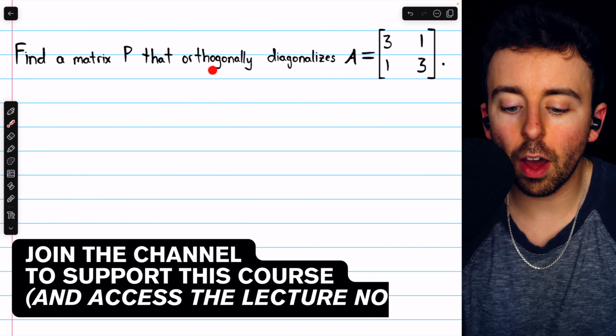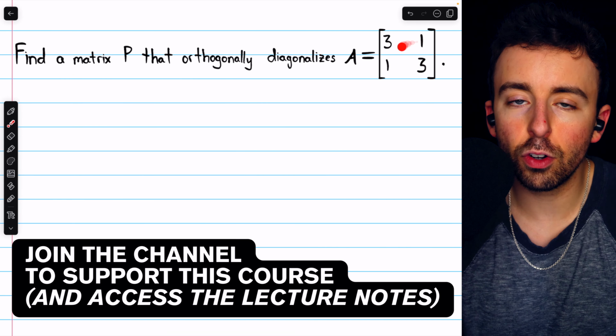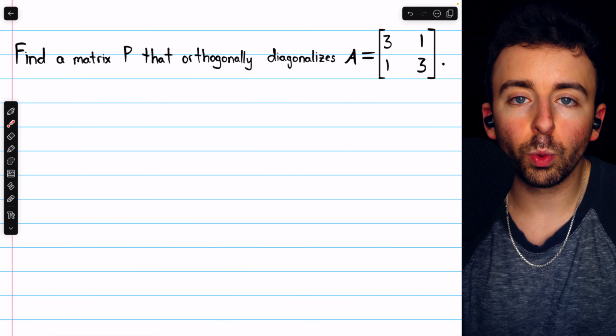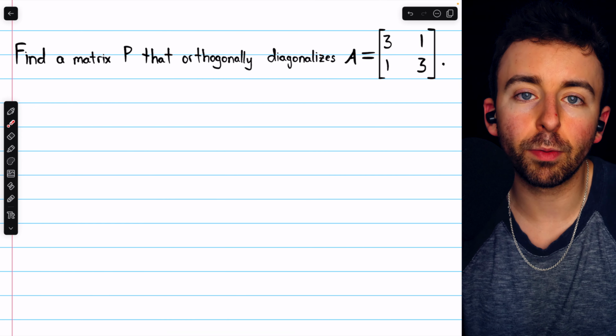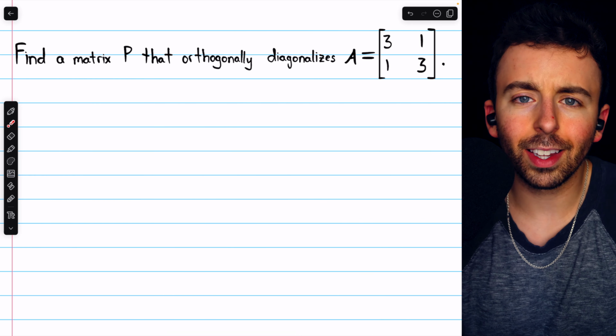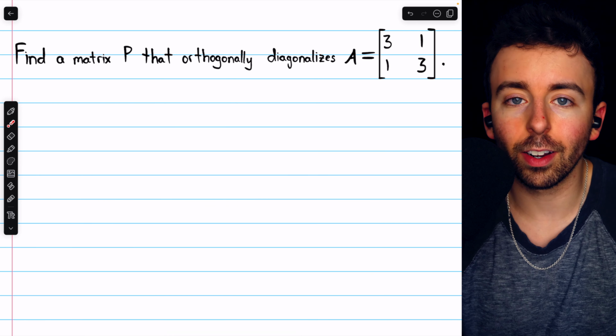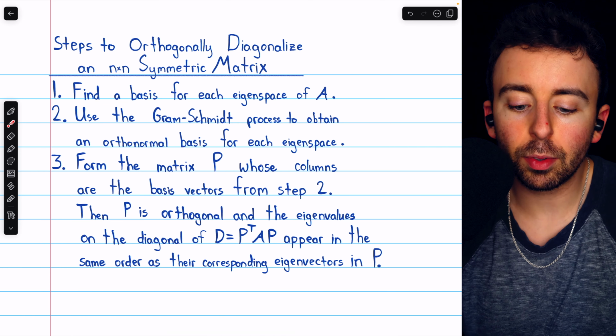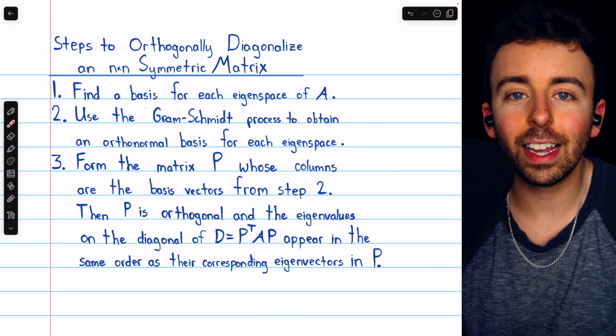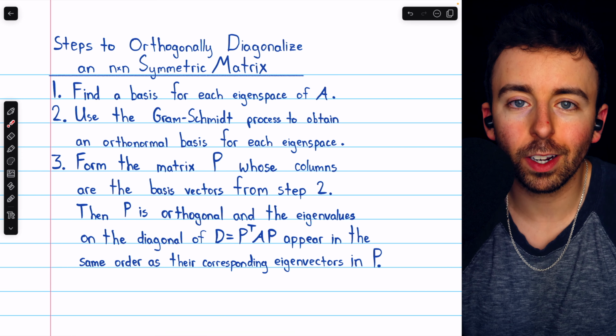We're going to orthogonally diagonalize this 2 by 2 matrix. This, of course, will require us to find an orthogonally diagonalizing matrix P. I'll leave a link in the description to the lesson where we introduced orthogonal diagonalization. In that video, we saw that these are the 3 steps to orthogonally diagonalize an n by n symmetric matrix, and these are the steps that we'll follow for this problem.